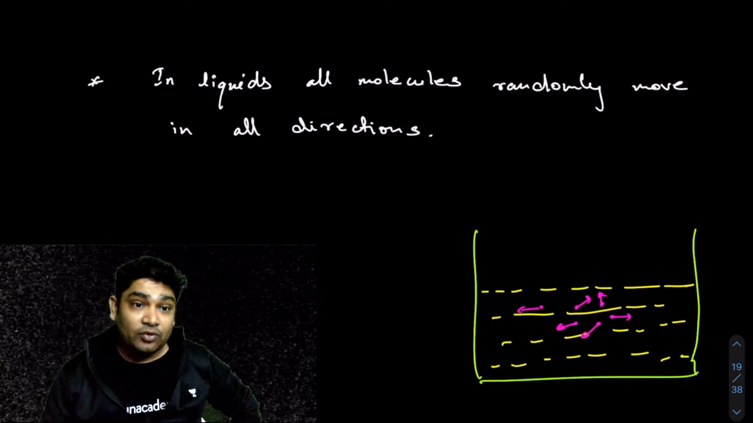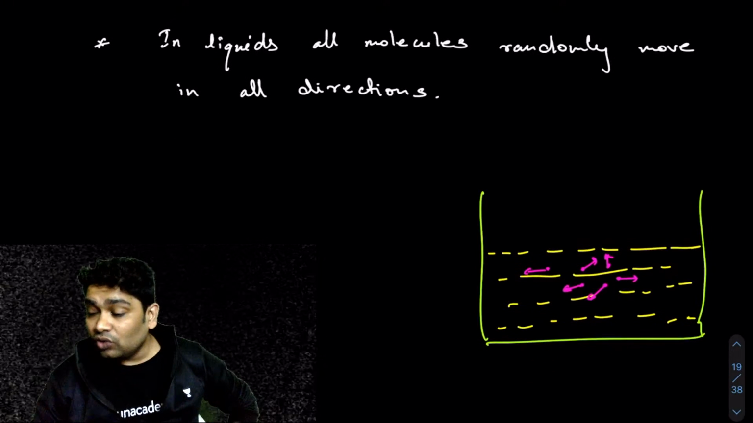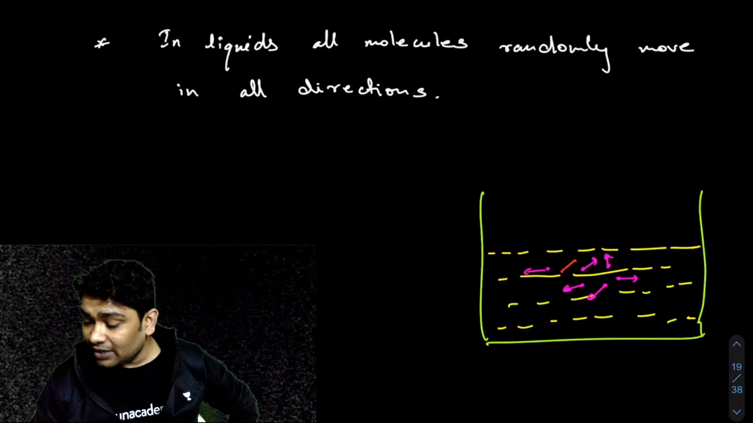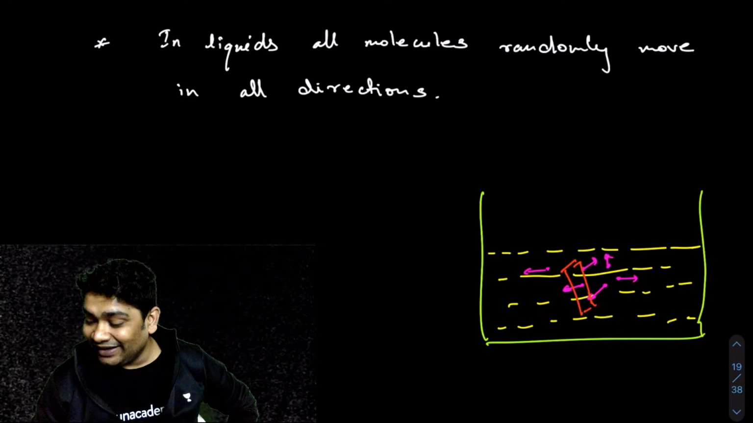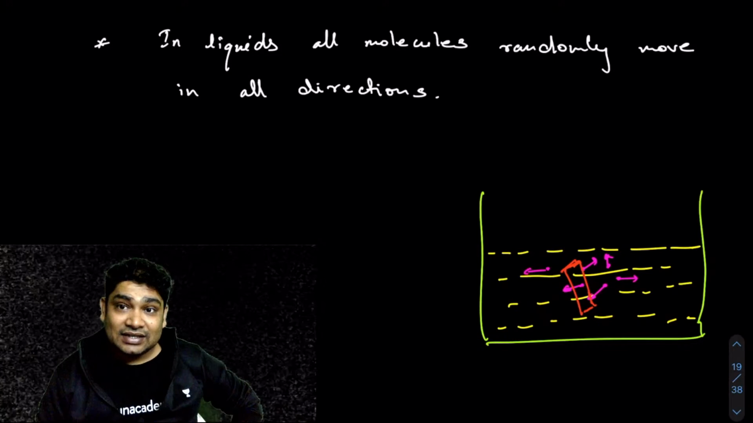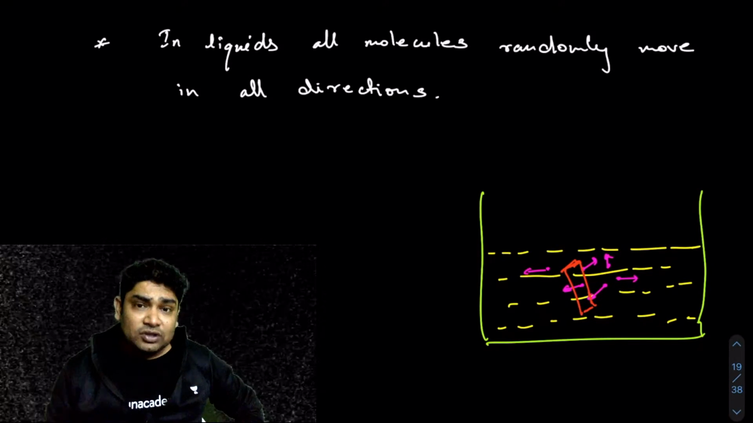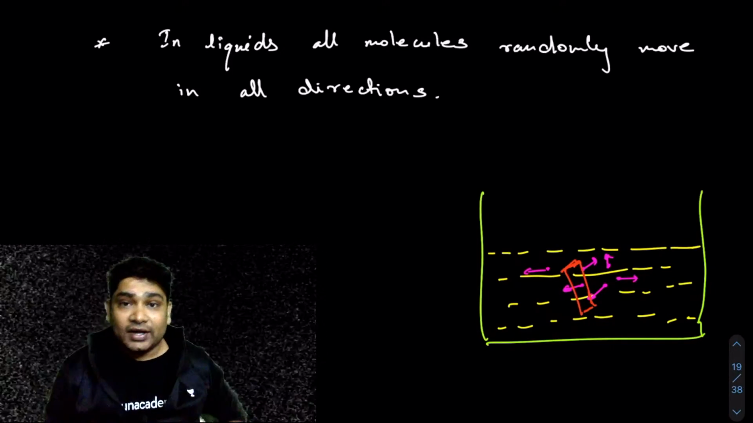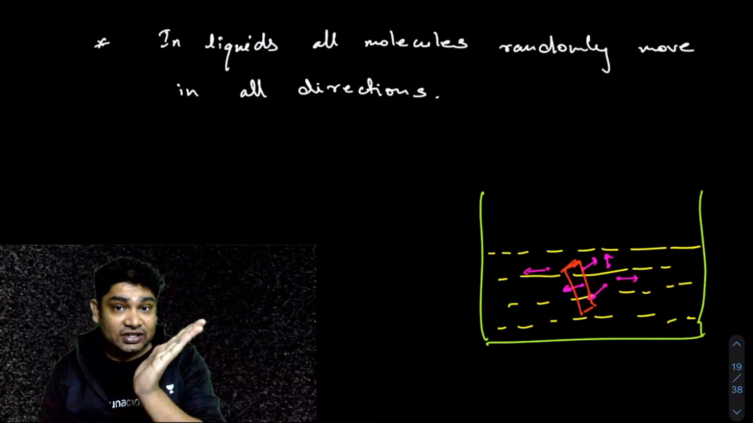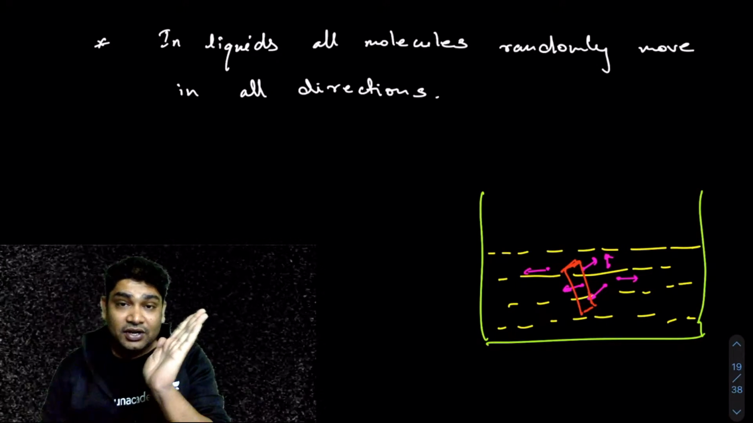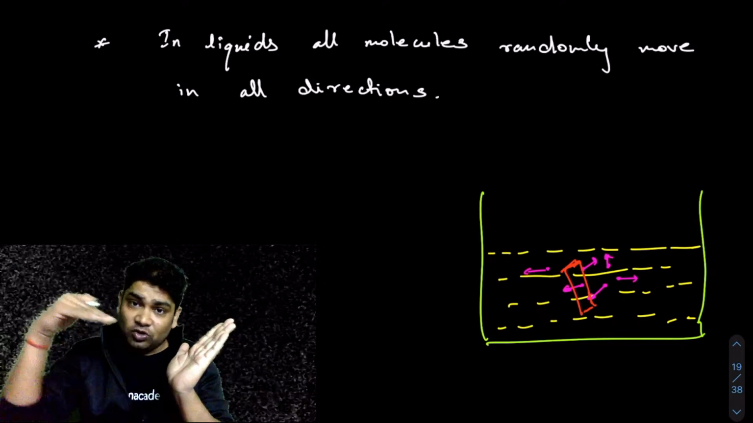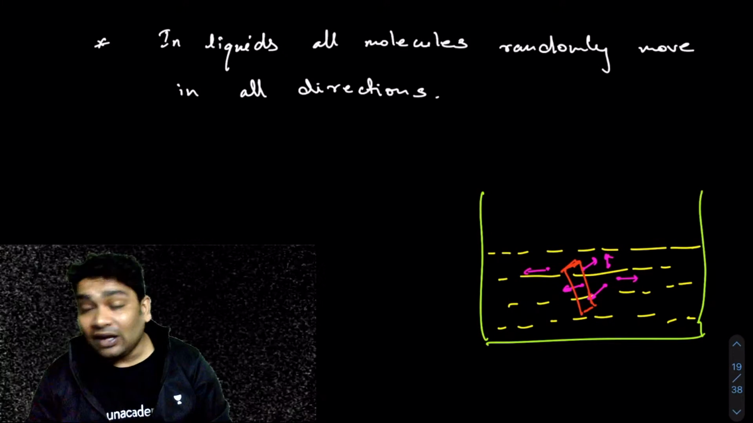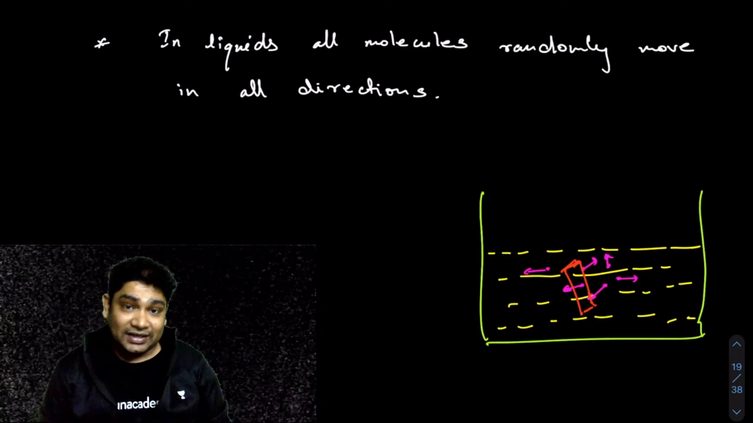Now, because these are moving in every direction, if I imagine I keep a surface of solid here inside this liquid, some molecules will collide with it, and after colliding, they will bounce off. Okay, so that is what is happening. If you insert a surface inside the liquid, a lot of molecules which were moving towards it will collide with it and bounce off. Now that is what is causing that pressure to be exerted.